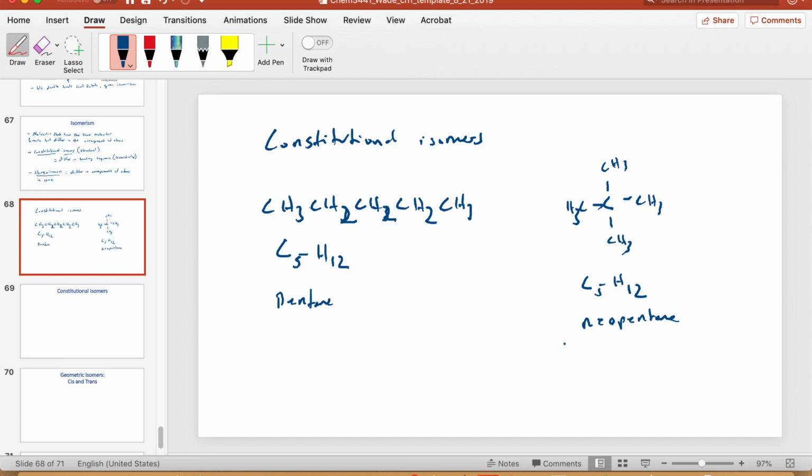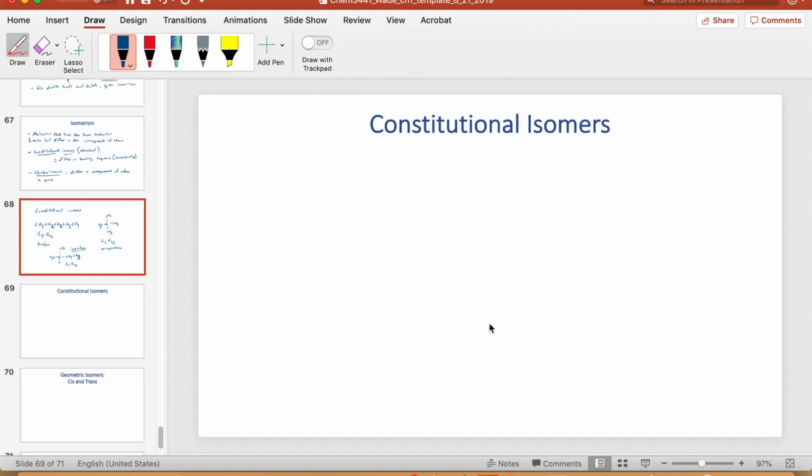So I can also put this together differently as well. I can have isopentane, right? So I still have C5H12 again, right? And so this is isopentane. So this is an example of a constitutional isomer, right? We have the same formula, but they're connected differently, right? So I'm going to just skip down to here.